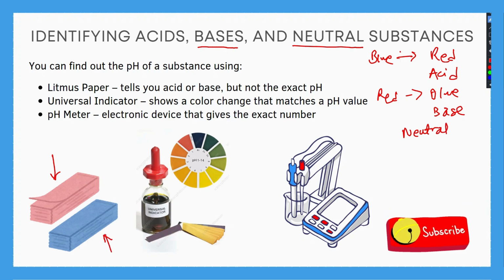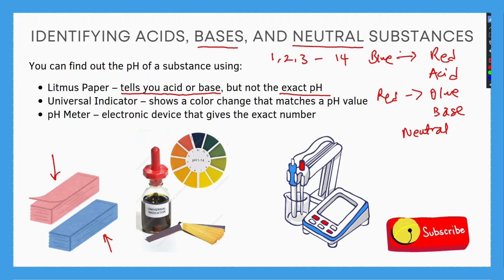Now, over here, you can see it has been indicated that the litmus paper tells you if a substance is an acid or a base, but it does not tell you the exact pH level. It doesn't tell you if it is 1, if it is 2, if it is 3, all the way to 14. It just tells you this is an acid and this is a base. So a litmus paper is basically limited in the level to which it can tell you if a substance is an acid or if a substance is a base.